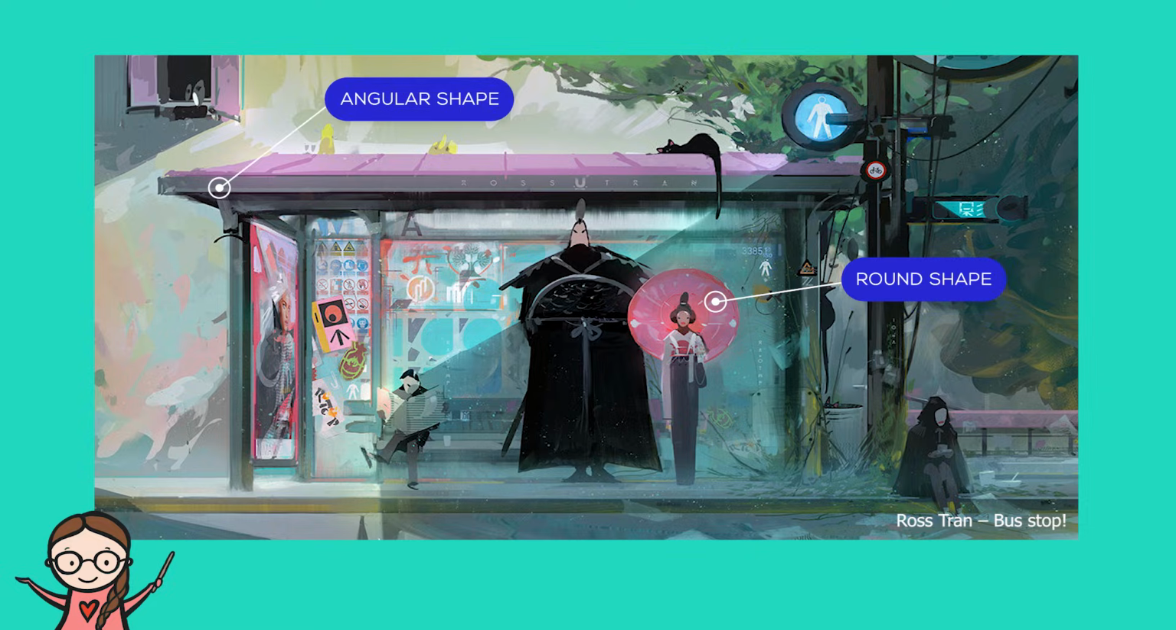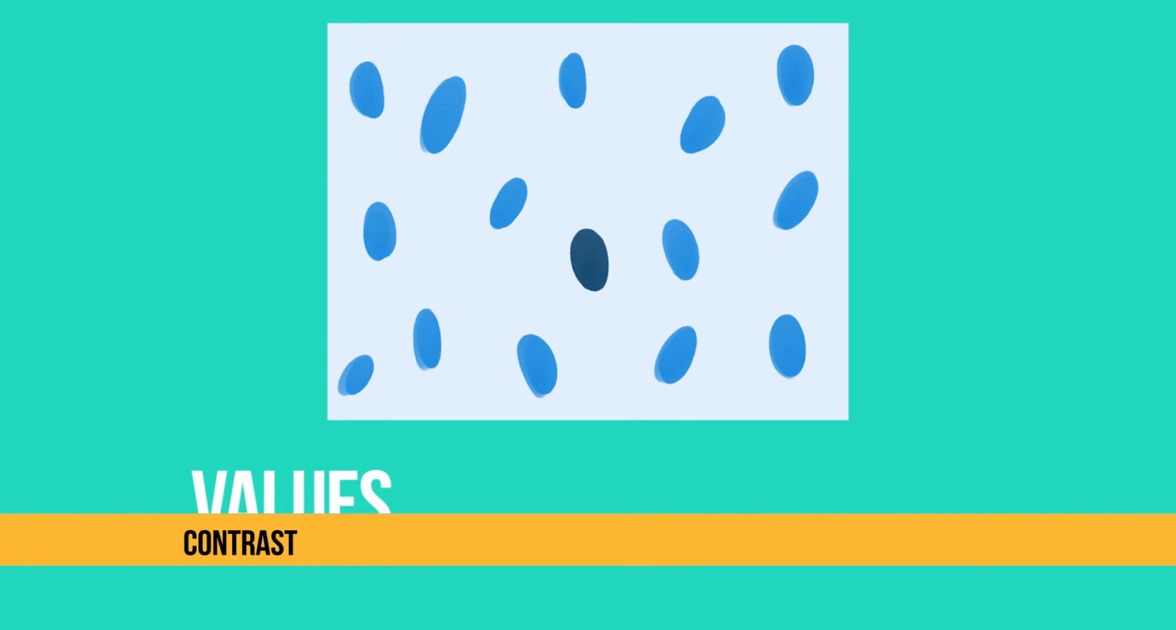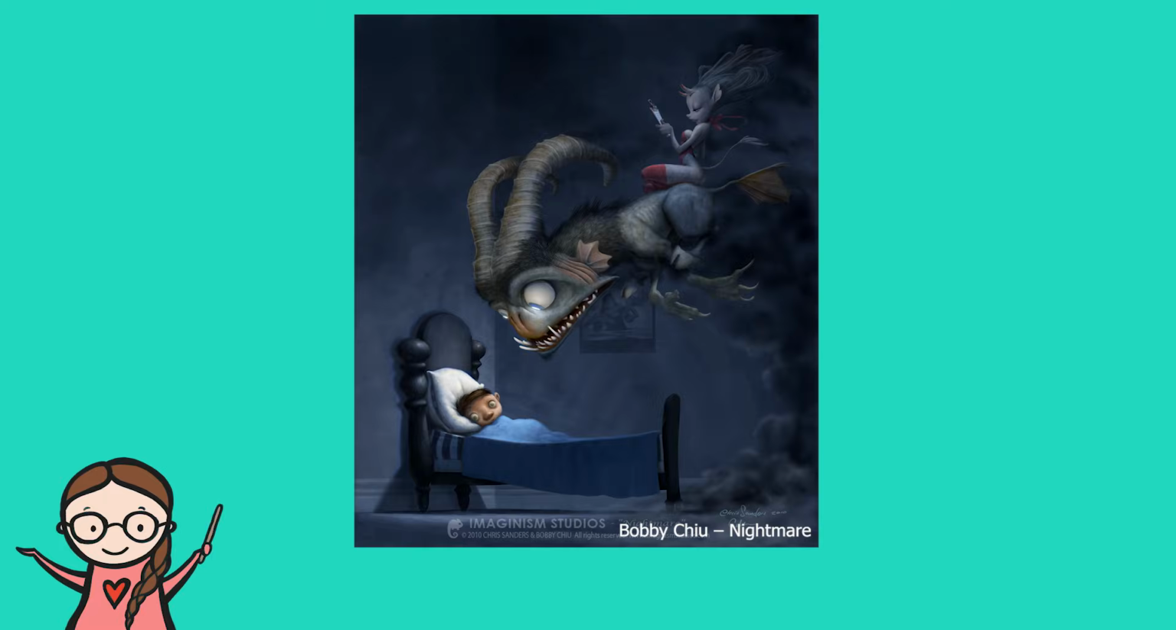Another way to let your focal point attract the attention of your viewer is by using values. With values we mean how dark or light an element is. By giving the focal point a different range of values, you can make it stand out against the other elements in your artwork. In this image by Bobby Chu, you can see how he made use of contrast. The eyes of the monster create a spotlight on the little boy, making the focal area lighter than the surroundings.